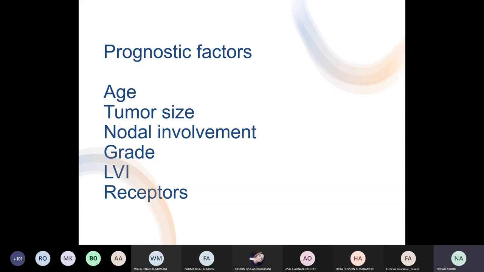The more adverse factors we gather, the higher the risk of recurrence or relapse in this patient, and it becomes a more serious thing. We have to take it into consideration.